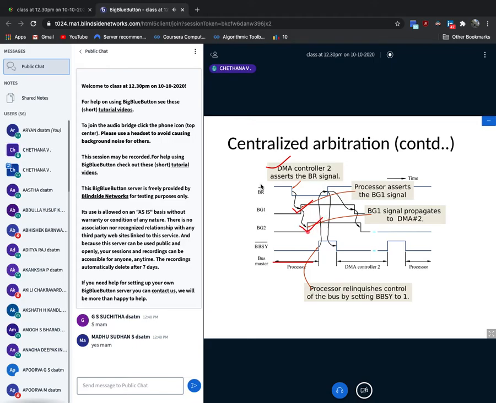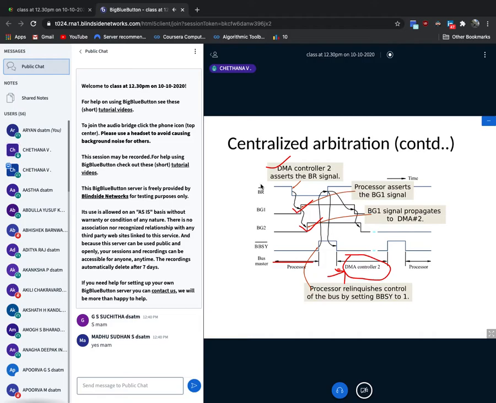Okay. So next, as soon as it gets the permission, it is going to hold the bus. Who will hold the bus? DMA controller 2. Now, who is the person using the bus? That is DMA controller 2. Okay, this is said to be centralized arbitration.